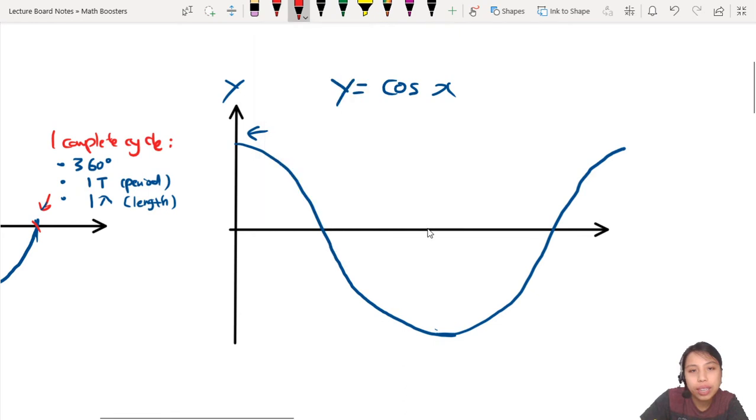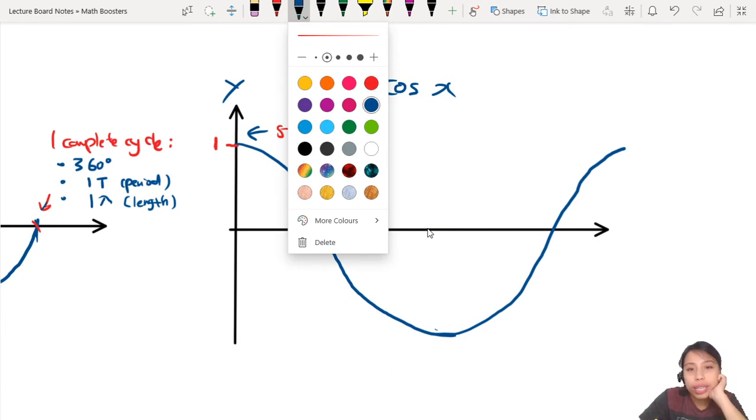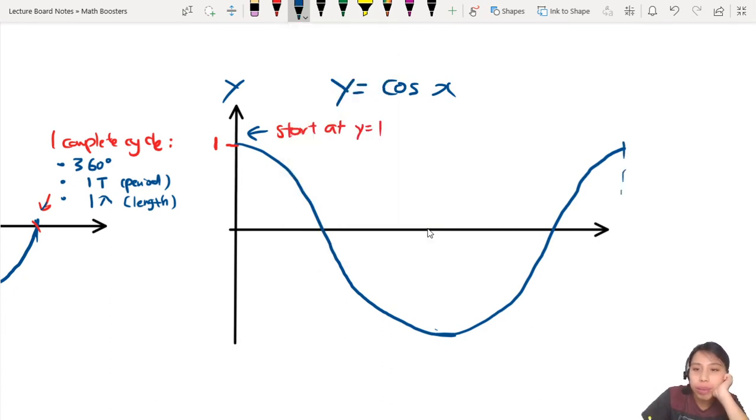Let's use red color. Start at y equals 1. Why start at 1? You go and check the triangle lah. So the key idea is if you start at 1 and go down, come up, that means that's a cosine. And also at the end here is out of range already, but here is the one cycle. Can be 1 T, 1 lambda, 360 degrees, whatever you want to express it in.